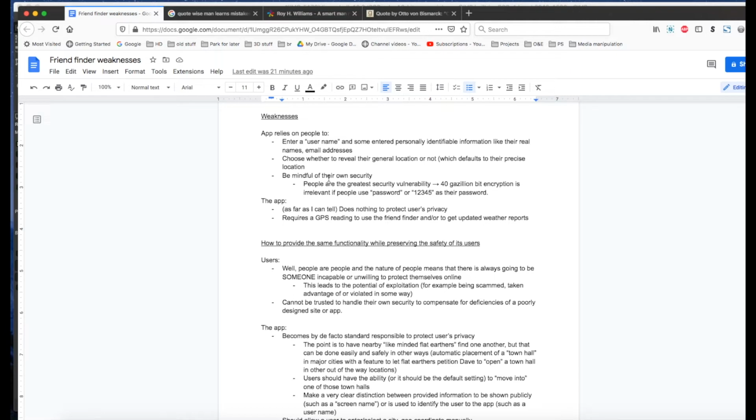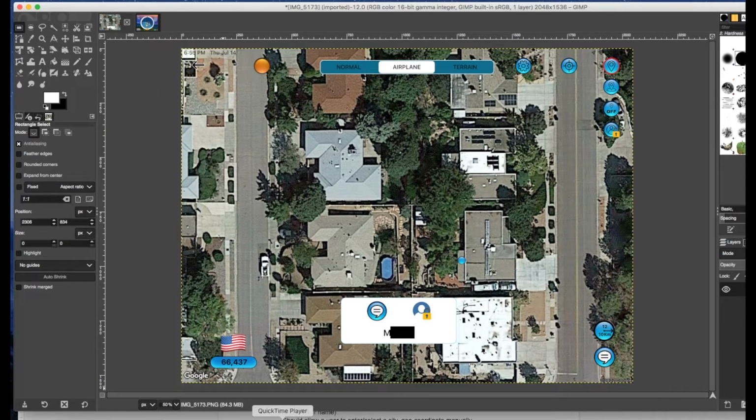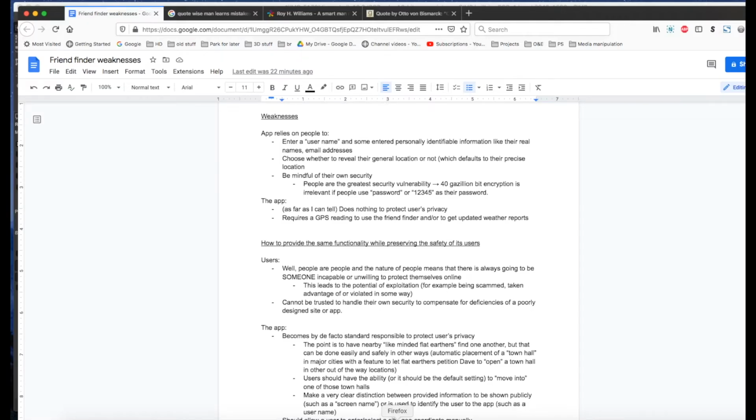The app also requires people to choose whether to reveal their general location or not, and I would say that this is just my opinion at this point. The application seems to default to the precise location reported by the phone. So as always, the app puts the burden on the people to be mindful of their own security. And that's actually a dangerous position to take because people are the greatest security vulnerability.